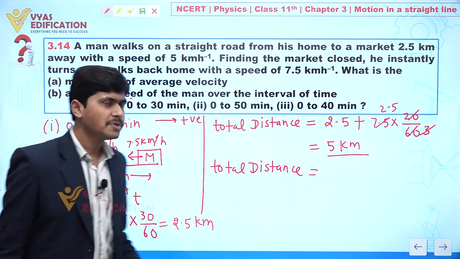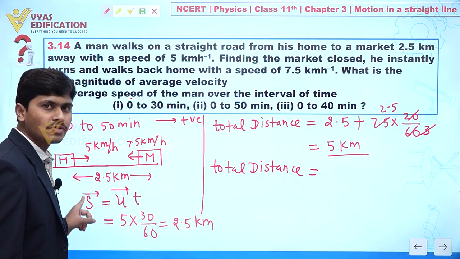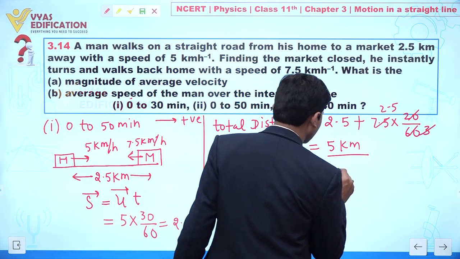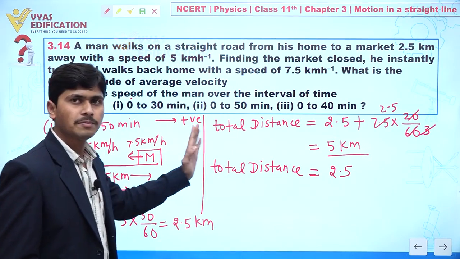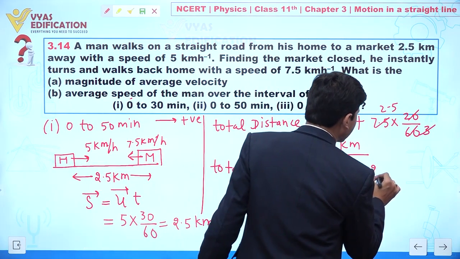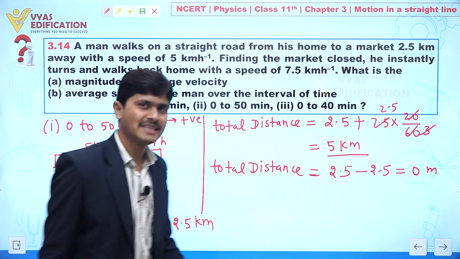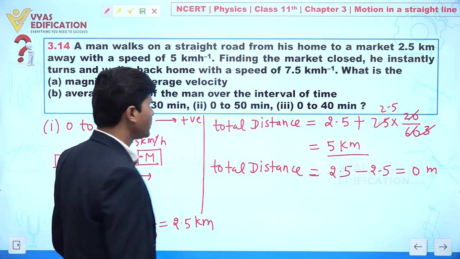But an interesting fact: if we calculate the total displacement, a person is going from house to market and again coming to the house. It means the total displacement is 0. Yes or no? Because you are taking this 2.5 kilometer as positive, since it is in the positive direction, this is minus 2.5. Clear? And here we have 0 meter.